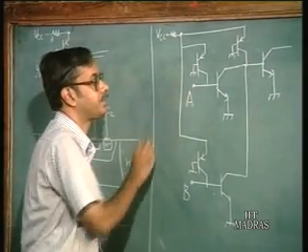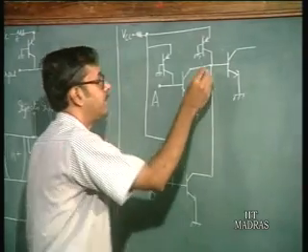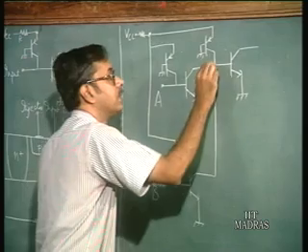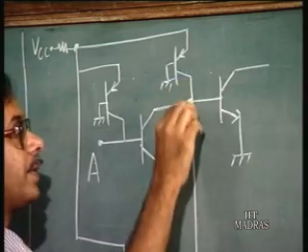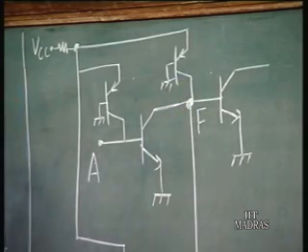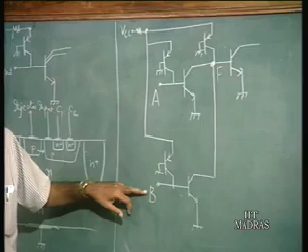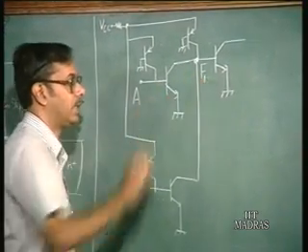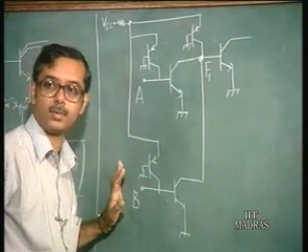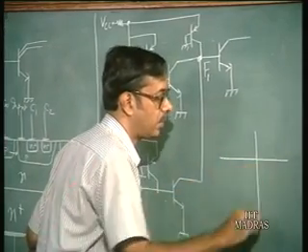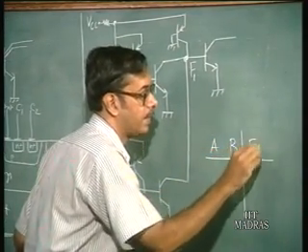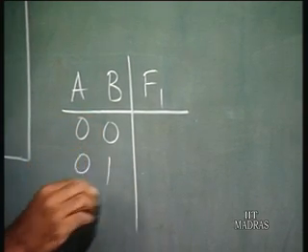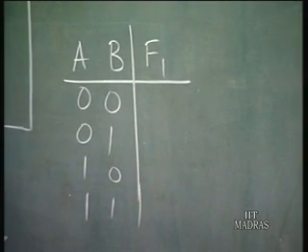Now suppose I have the inputs A and B here for this circuit, and the output, say this point is F. So A and B are the inputs and output is F here. I'll call this F1. Now what is the logic that you achieve here? So if you draw the truth table, AB F1, say 0 0, 0 1, 1 0, 1 1, these are the four combinations.